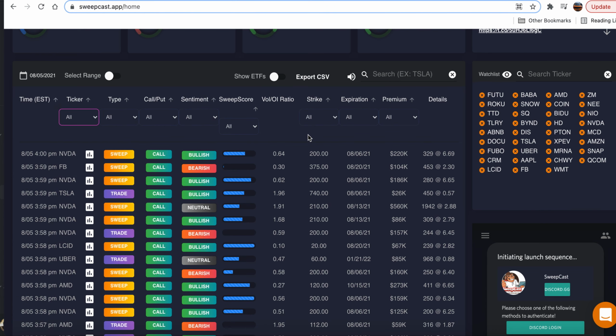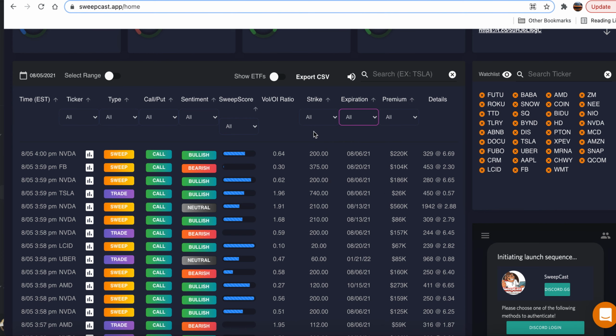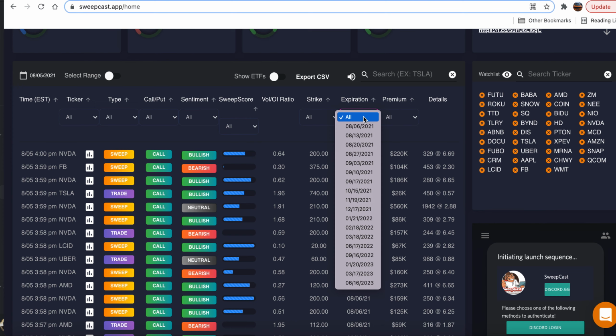All right, so what I want to point out, if you are going to try to find a swing trade on that Thursday, you want to make sure you filter your expiration. You don't want to get the ones expiring the next day. One thing I do not like about Sweepcast is that it doesn't give you a range to set on the filters, where it could say from August 13 to August 20th or something like that. You have to pick a certain expiration date. And I wish it did the same thing with premium, but it is what it is.